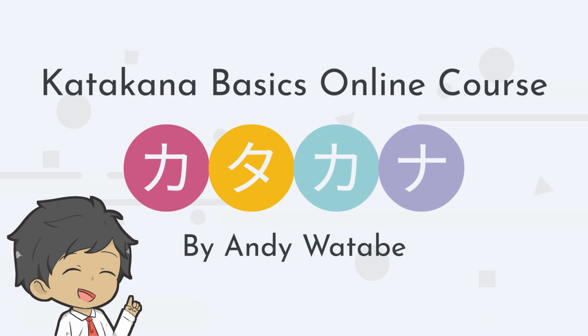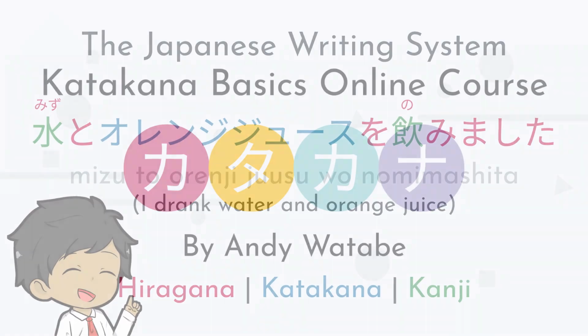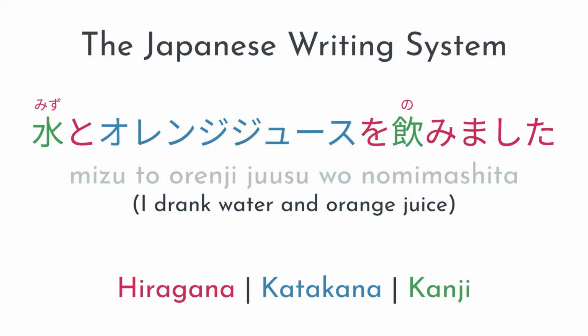My name is Andy, and in this course, you'll learn how to read words written in katakana. Katakana is one of the 3 alphabets in the Japanese writing system. Most people start by learning hiragana, katakana, then kanji. So if you haven't learned hiragana yet, I highly suggest you check out my hiragana course before taking this one.